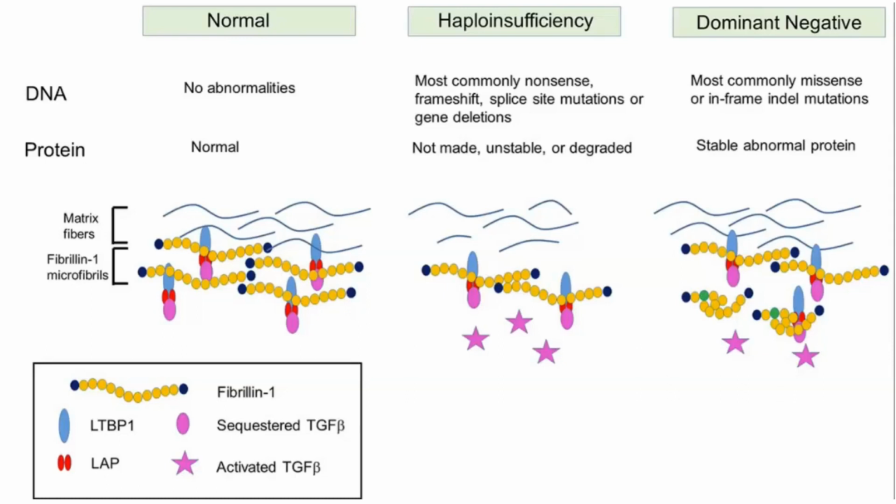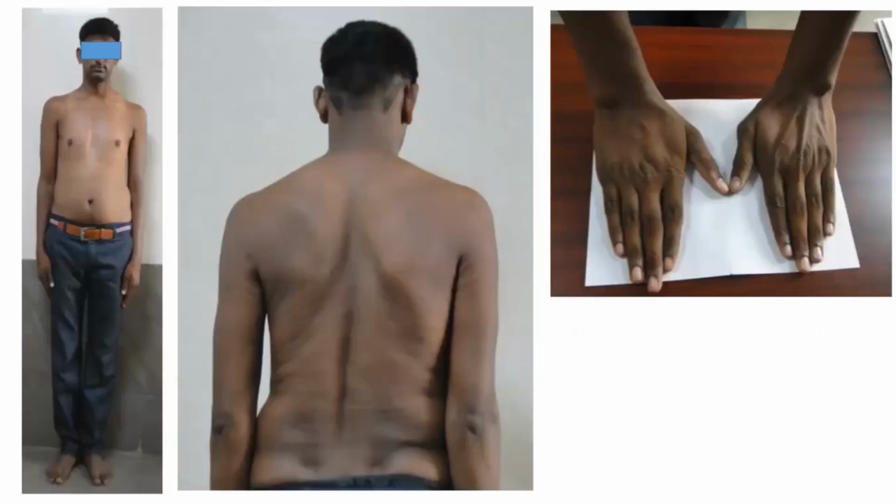So certain nonsense, frameshift, splice site mutations and gene deletions may lead to haploinsufficiency. Missense and in-frame insertion deletions can lead to dominant negative. So the point to remember in this is that these dominant negative variants can have variable expressivity, but these haploinsufficient variants usually do not have a lot of variable expressivity.